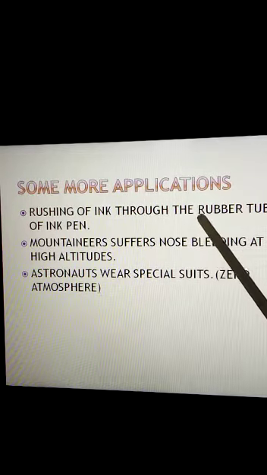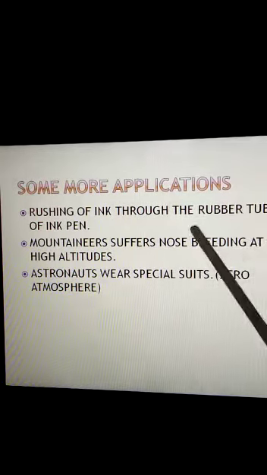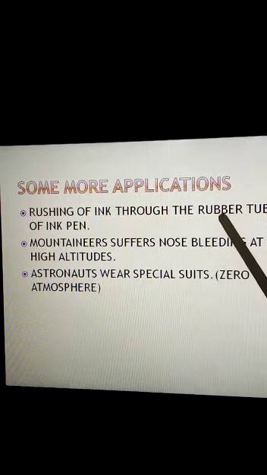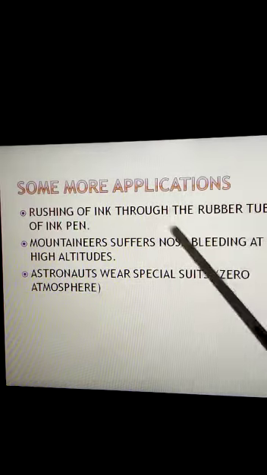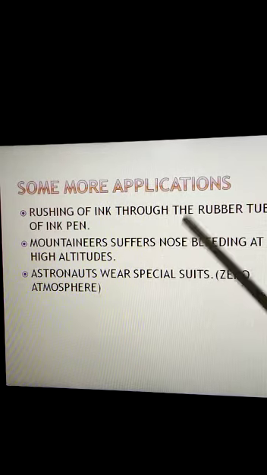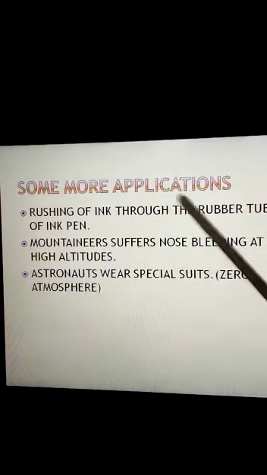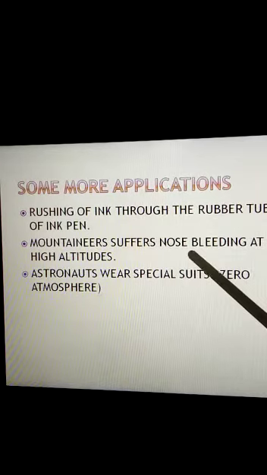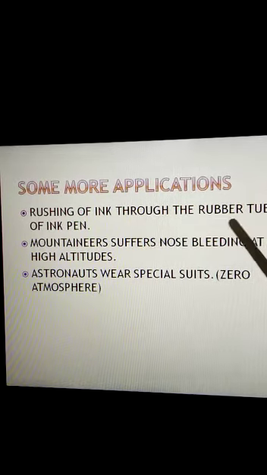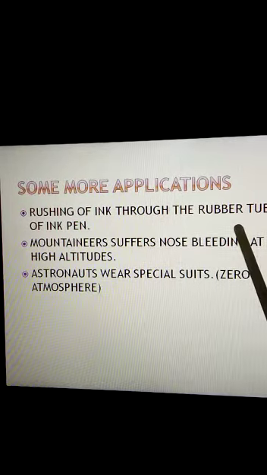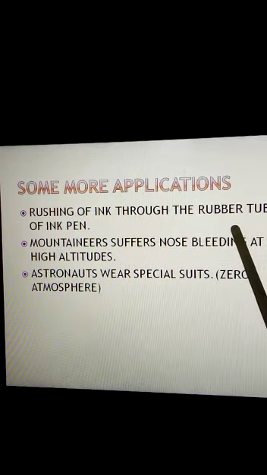Some more applications are there that we experience in our daily life, for example while using a fountain pen or ink pen, how the ink rushes in through the rubber tube. When the rubber tube is pressed, the air inside the rubber tube comes out, and when the tip of the ink pen is put into the ink pot, there is less pressure inside the pen because of pressing of the rubber tube. So the outside pressure helps to rush the ink through the rubber tube in the fountain pen.